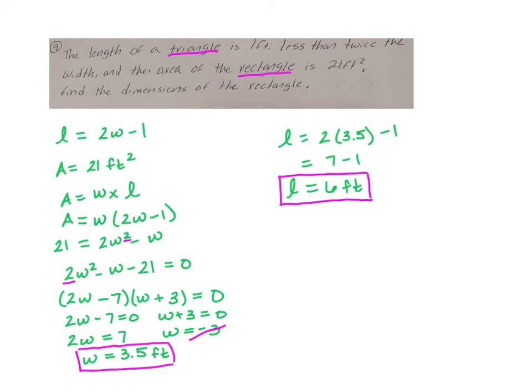And then if I plug the 3.5 for W back into the L expression, which is 2 times W minus 1, I get L equals 6, and you can double check that. 6 times 3.5 is indeed 21. So I hope that makes sense.